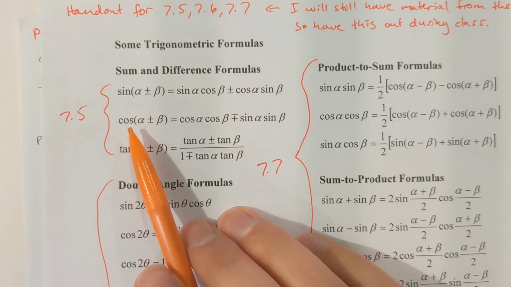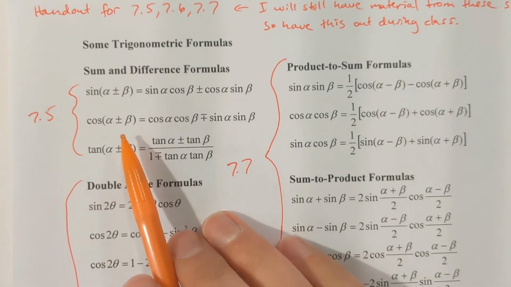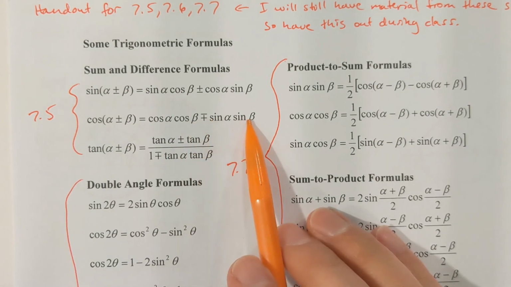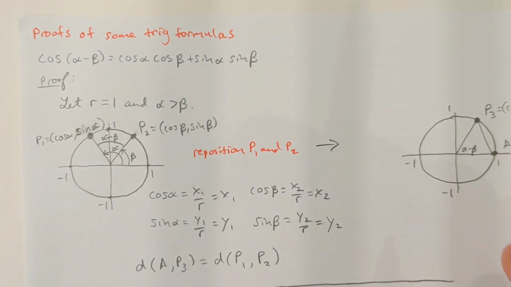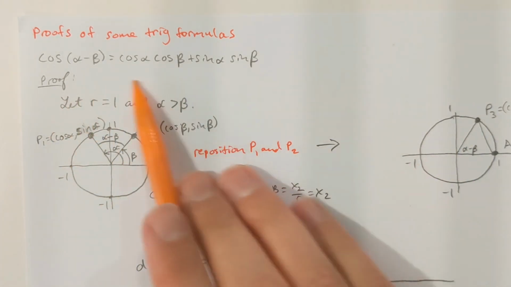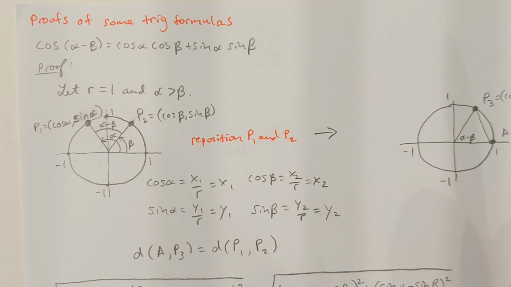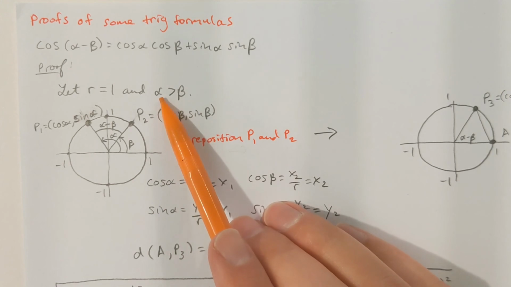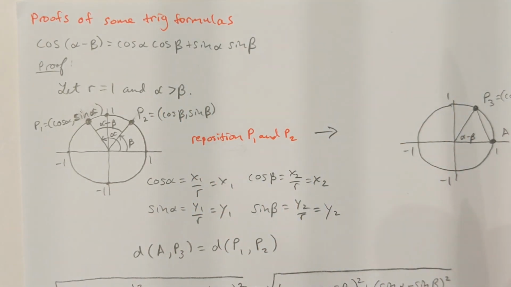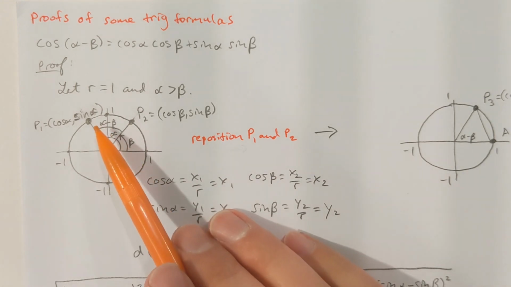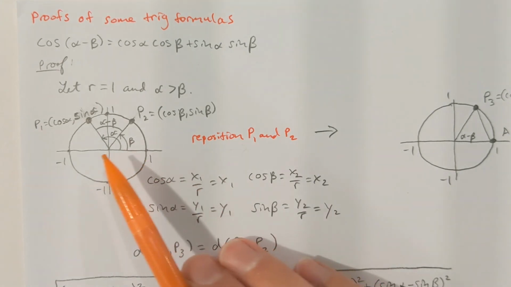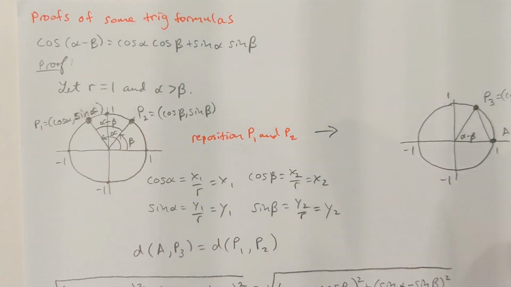I was going to start with cosine of alpha minus beta. That would be equal to cosine alpha, cosine beta, plus sine alpha, sine beta. Alpha and beta are angles, and let's look at a proof of where this identity comes from. I'm going to start with a circle of radius 1, and suppose that alpha is an angle that is bigger than beta. Then I'm going to also plot 2 points, which I'll call P1 and P2. P1 is going to have coordinates x1, y1. P2 will have coordinates x2, y2.